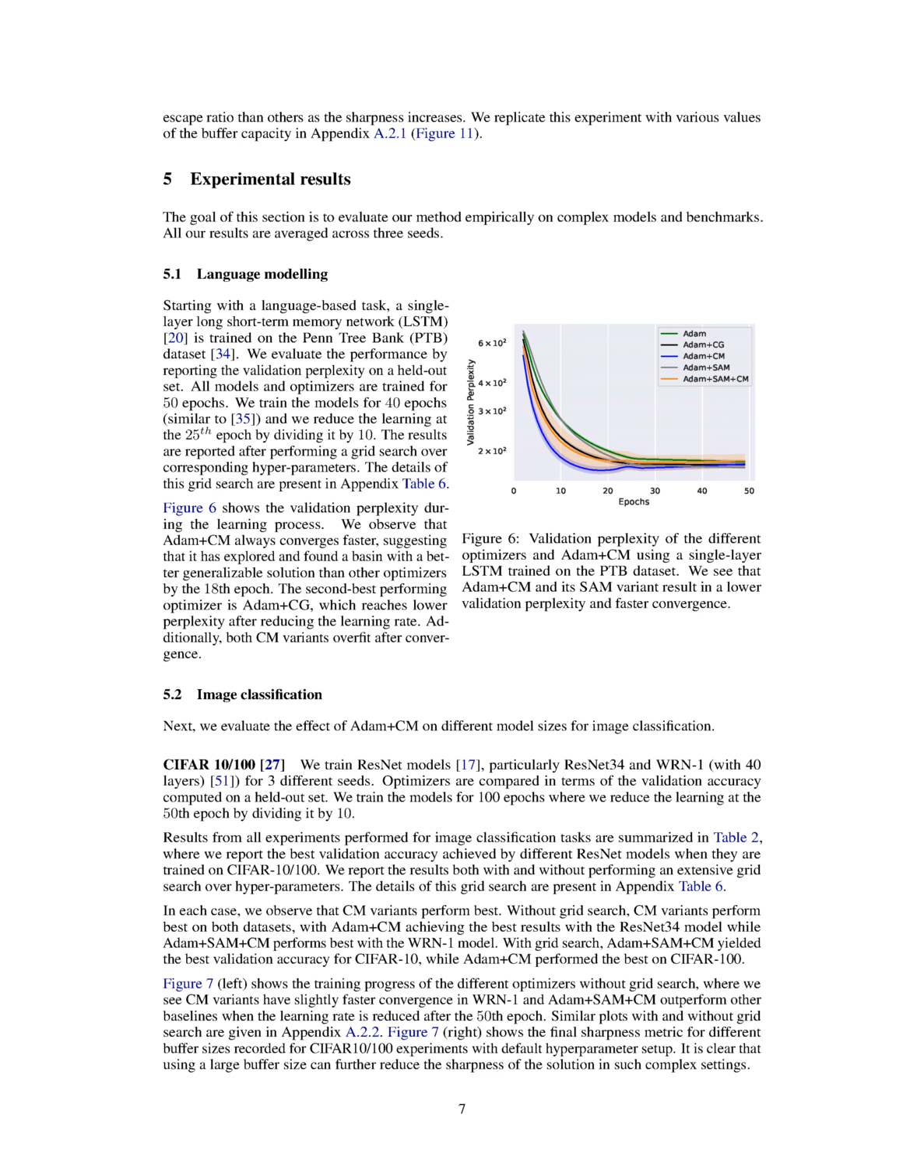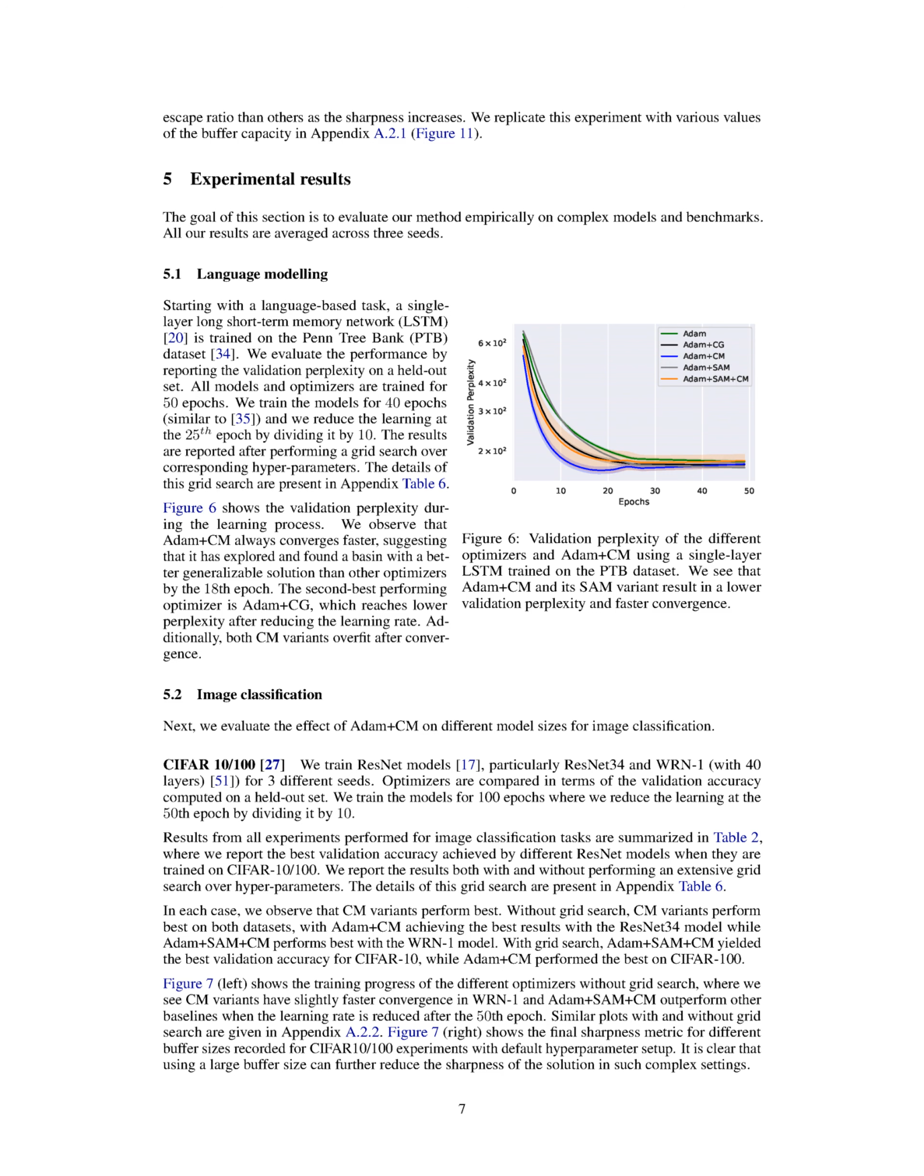In each case, we found that CM variants perform best. Without grid search, CM variants perform best on both datasets, with ADAM plus CM achieving the best results with the ResNet 34 model, while ADAM plus SAM plus CM performs best with the WRN1 model. With grid search, ADAM plus SAM plus CM yielded the best validation accuracy for CIFAR-10, while ADAM plus CM performed the best on CIFAR-100.